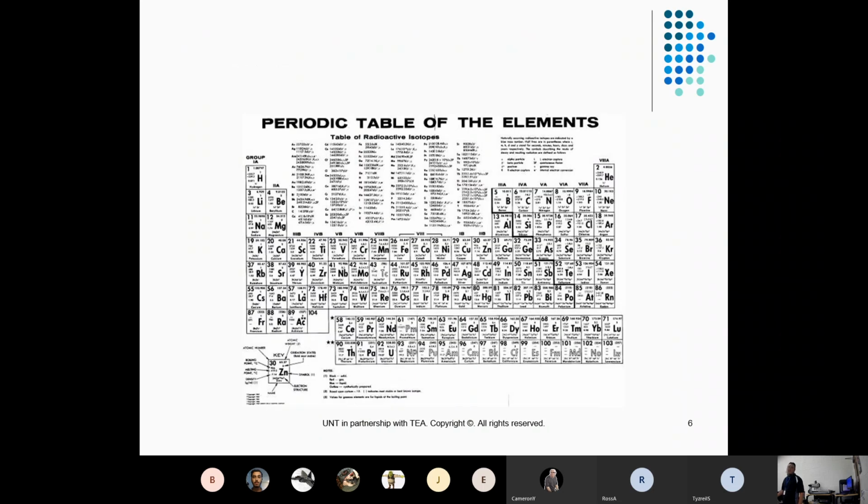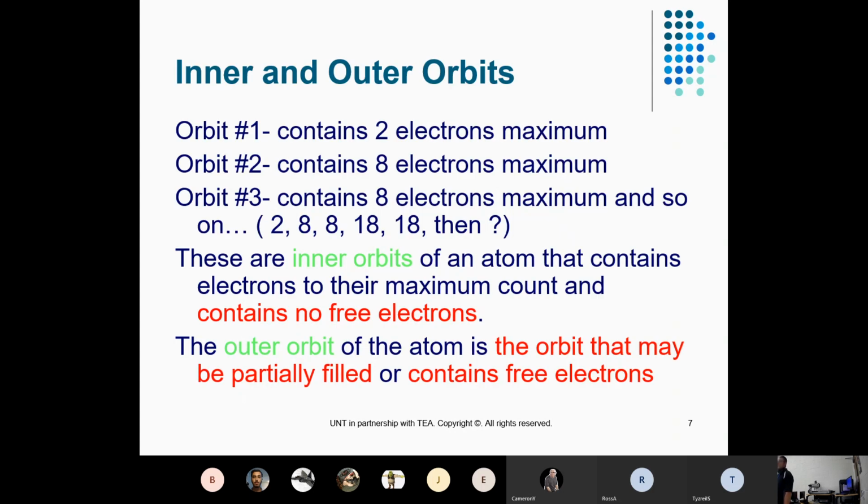Periodic table of elements. We will discuss how that works and how these elements actually work with electronics at a later date. Okay, so inner and outer orbits. Your first orbit will contain 2 electrons, and that's the max that it can handle. The second orbit contains 8 electrons, and that's the max. Third orbit, 8, so on. You can see the number pattern at the bottom: 2, 8, 8, 18, 18, and then it keeps going from there. We're not going to get any further than the first ones, so it's not going to be that big of a deal in this class. When you're in chemistry, you're probably going to need to know more, but in this class we don't get that far.